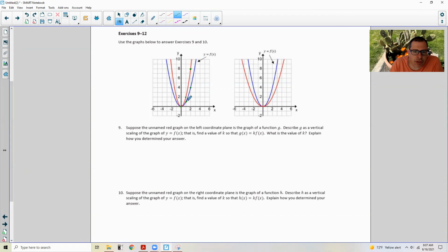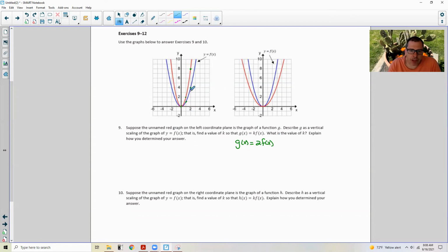So what did I have to do to 1 to get 2? And what do I have to do to 4 to get 8? Well, we multiply by 2. So that would say that if we take that function g of x, the red one, that has to equal 2 times f of x.